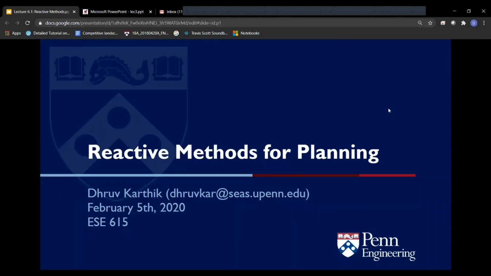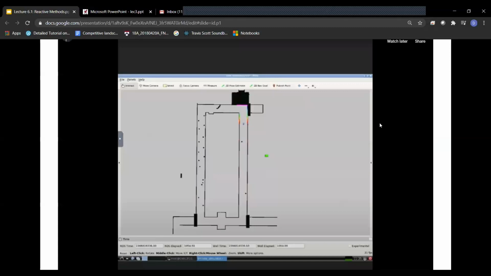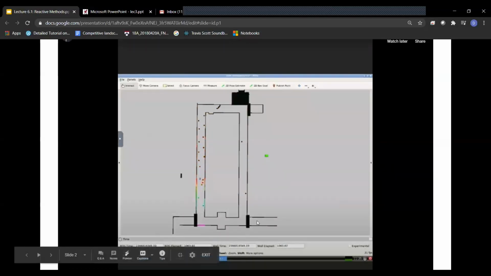Hi everyone, my name is Dhruv Karthik, and today we're going to look at reactive methods for planning. They're an amazing class of methods that just work for so many racing strategies. So this is a quick example of a reactive method in action. See how it's easily able to rapidly race around the track and weave through all of these densely populated obstacles.